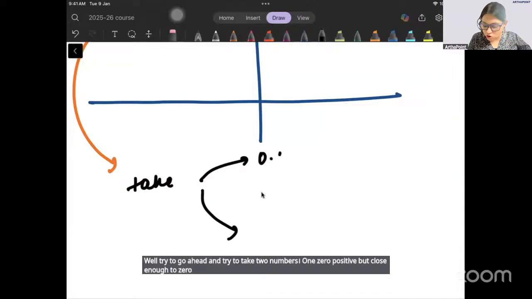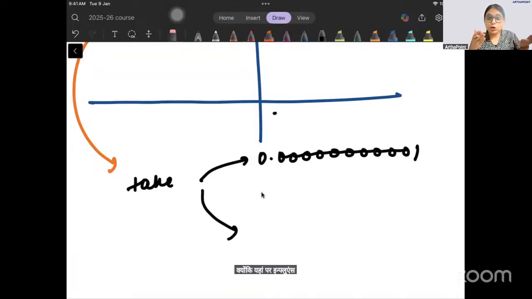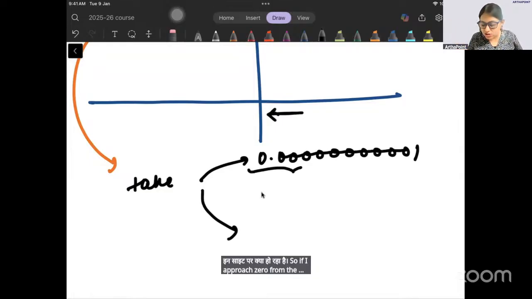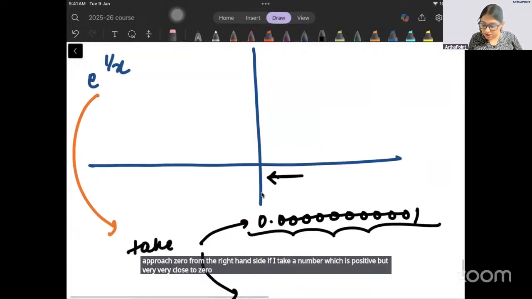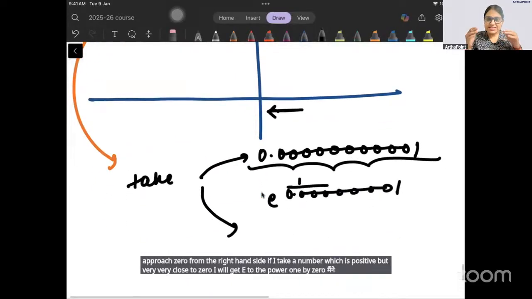If I take 0.0000000000001. Because infinity came here, I should be looking at the two sides of 0, what is happening on the right hand side of 0 and what is happening on the left hand side. So if I approach 0 from the right hand side, meaning if I take a number which is positive but very, very close to 0, here I will get e to the power 1 by 0.000000000, a positive number.